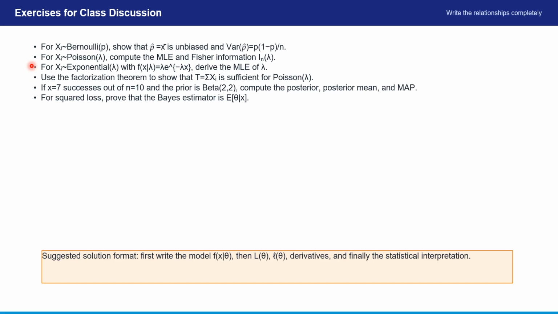For the third exercise, you can use the exponential density f of x given lambda equals lambda e to the minus lambda x. The likelihood is lambda to the n times e to the minus lambda sum xi. The log likelihood is n log lambda minus lambda sum xi. The derivative is n over lambda minus sum xi. Therefore, lambda hat equals n divided by sum xi, which is 1 over x bar.